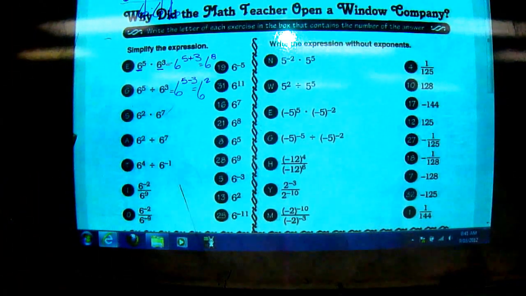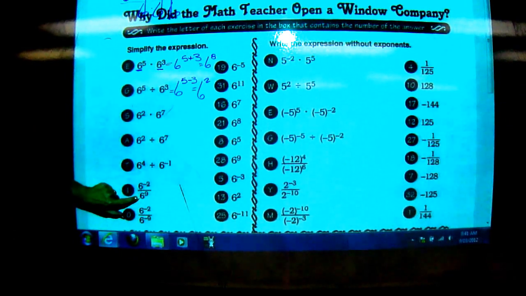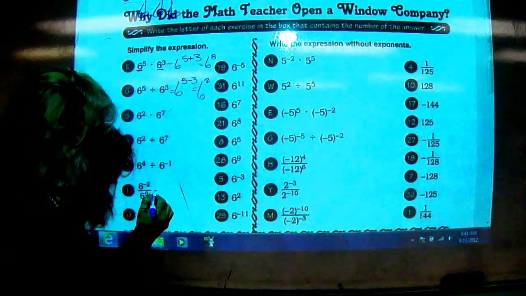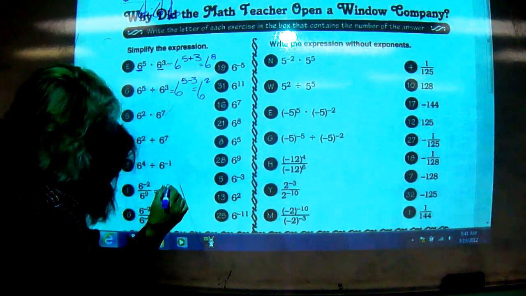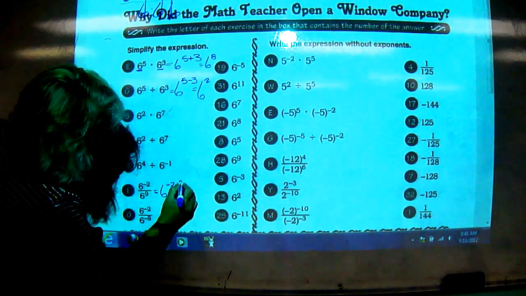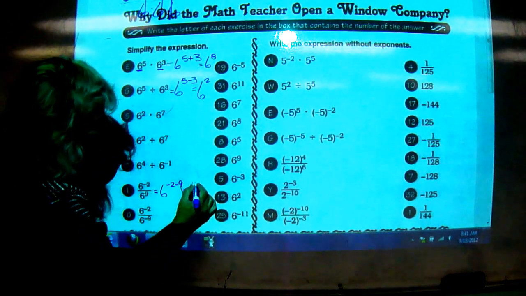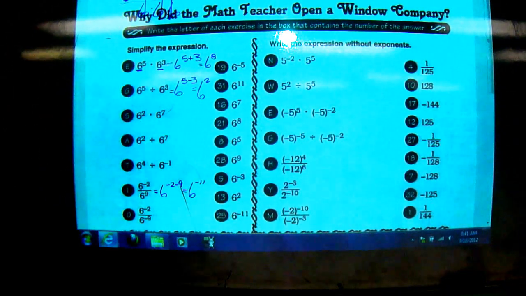All right? But what happens in something like this? When we have a negative exponent, does anything change? No. Because it's 6 to the negative 2 minus 9, which is 6 to the negative 11th. Right there.